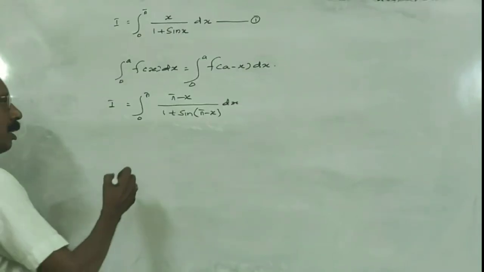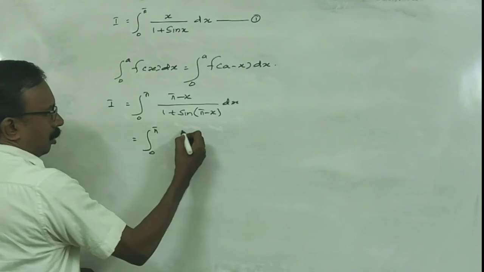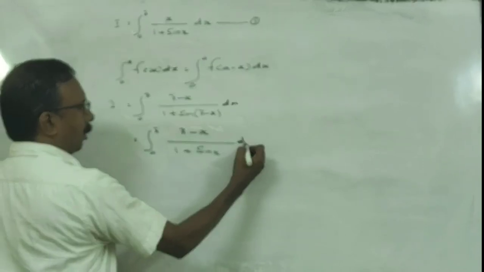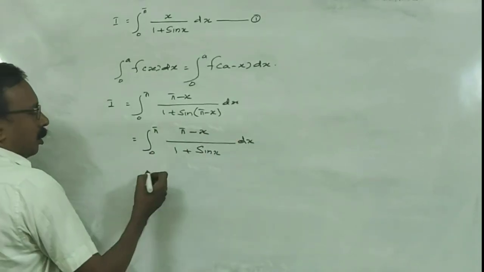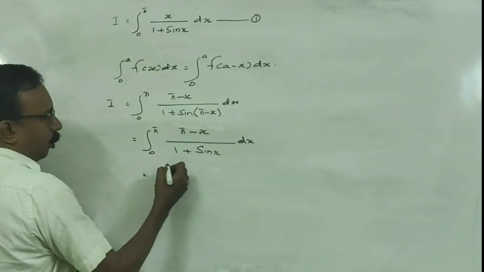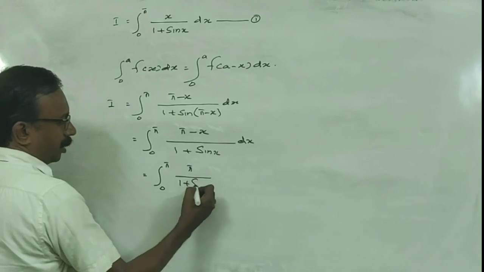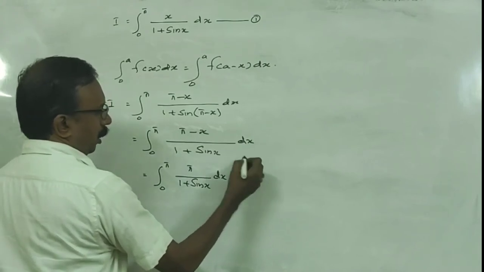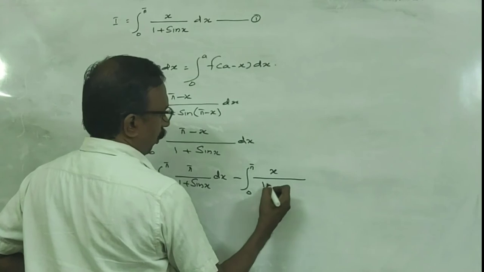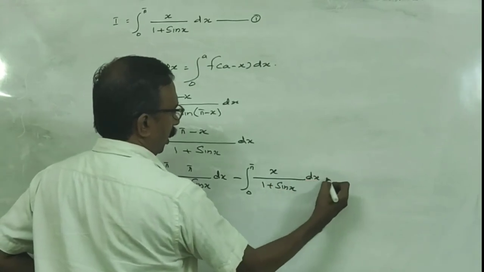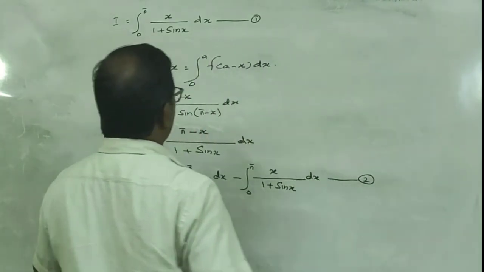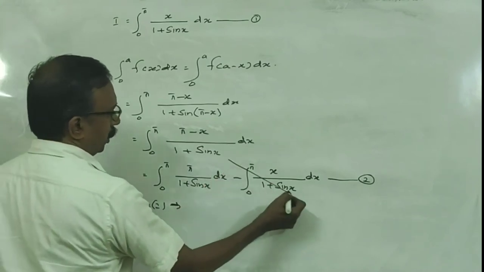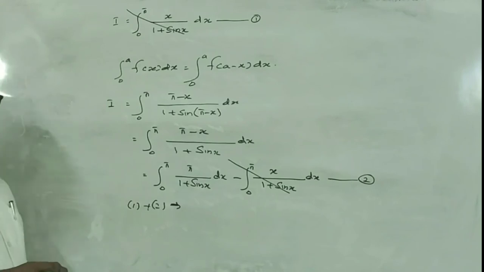Sin of pi minus theta is sin theta. So here it is pi minus x by 1 plus sin x. Now separating, integral 0 to pi of pi by 1 plus sin x into dx, this is one function, then minus integral 0 to pi of x by 1 plus sin x into dx. Here we get two functions. Adding these two functions 1 and 2, this function and this function, positive and negative, will cancel.